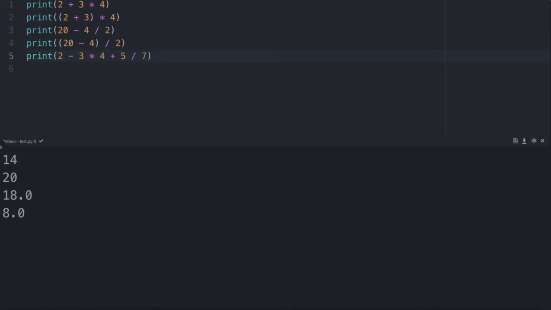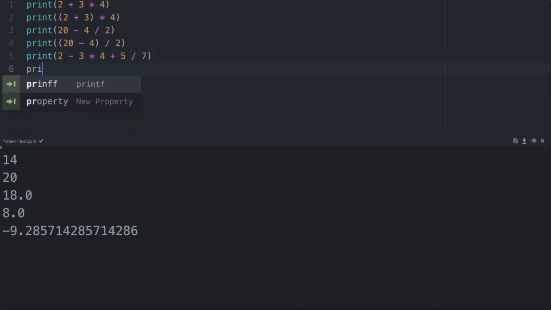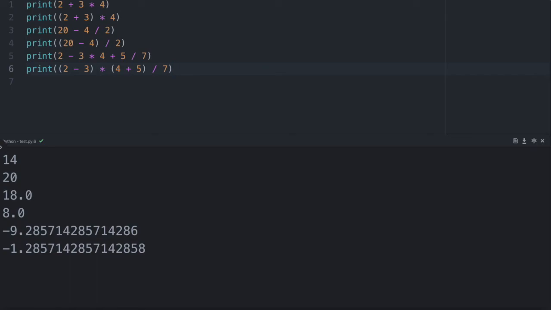Let's do 2 minus 3 times 4 plus 5 divided by 7, and the result is some negative floating point number. But if we decorate this code with some parentheses, let's first subtract 3 from 2, multiply by 4 plus 5, and then divide by 7, and then we will get a different result.